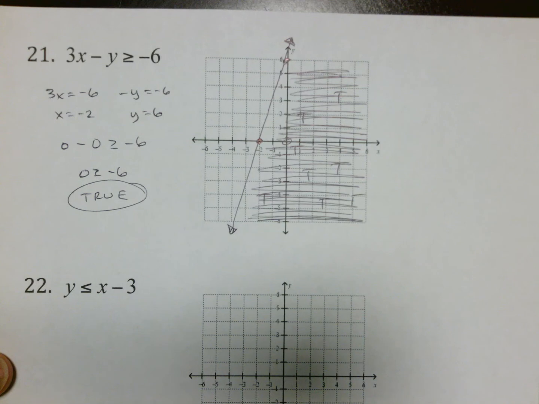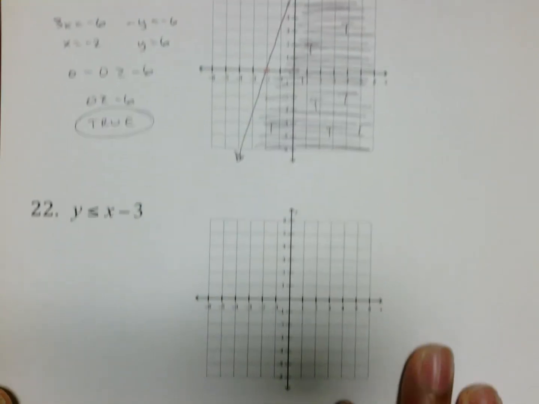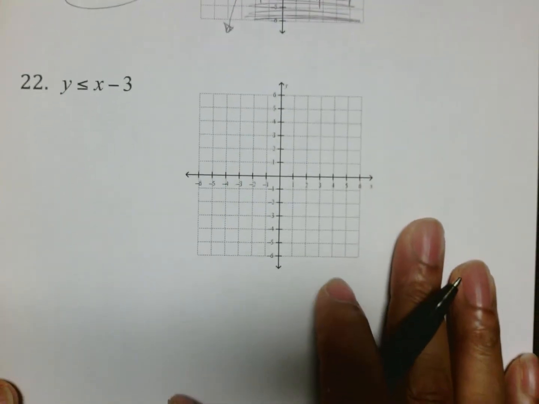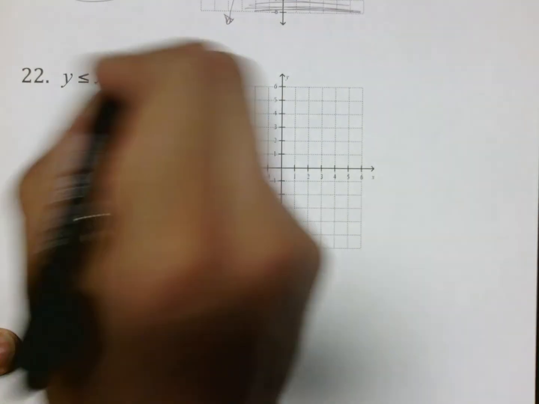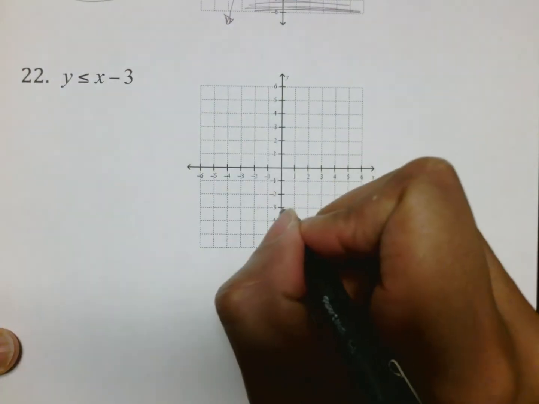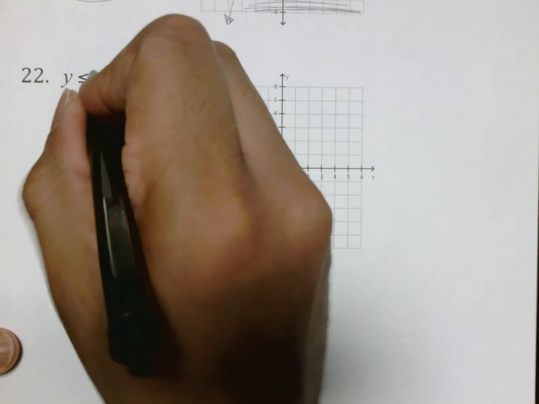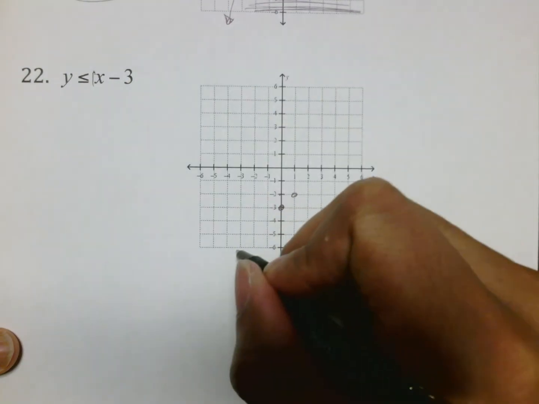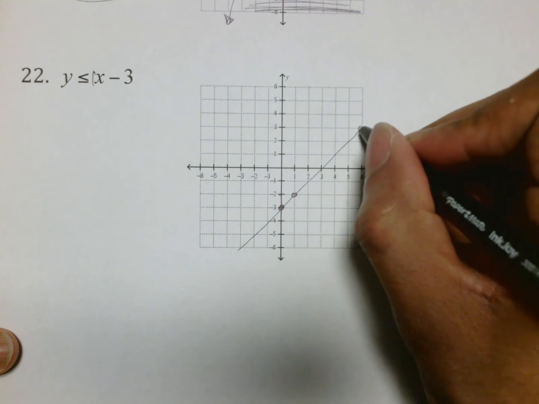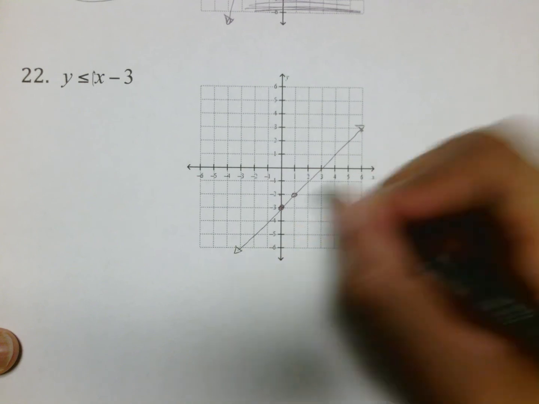Alright. 22. y is less than or equal to x minus 3. Again, this is slope-intercept form because y is by itself. This is the one where it's telling us to go down 3. Do not forget that there is a 1 attached to that x, which means go up 1 over 1, and graph the line the best way we know how to do.